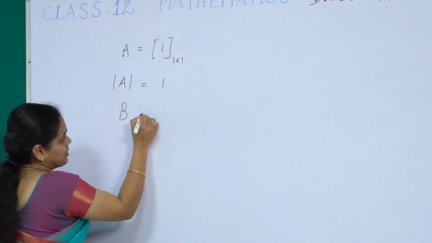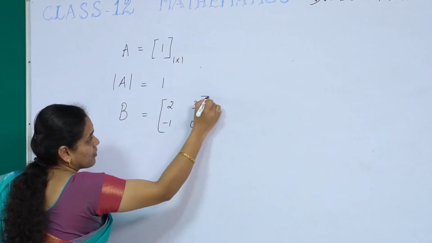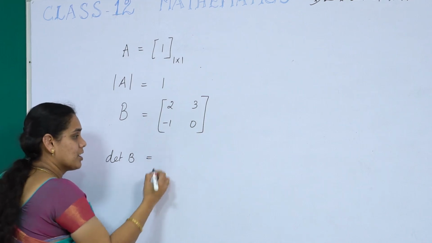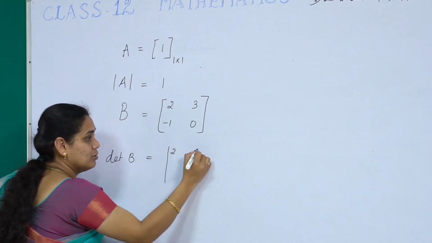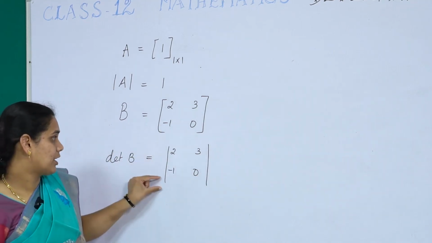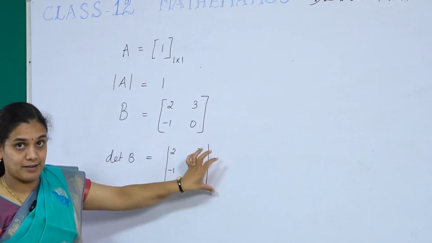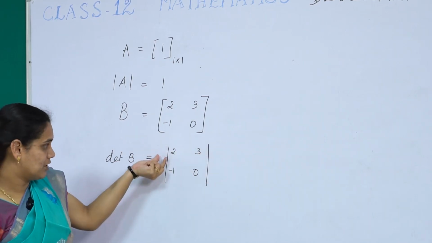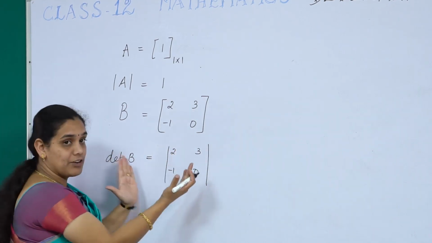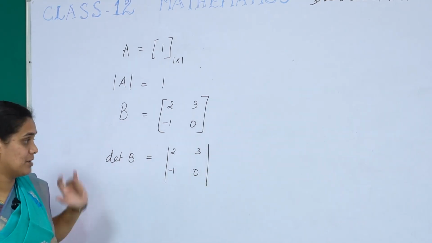Then let us take another matrix, a 2 by 2 matrix B: 2, 3, minus 1, 0. How do we find the determinant of B? We denote it as 2, 3, minus 1, 0. You have to look carefully. Here we used a closed bracket, but for the determinant we use only the bar symbol. It's not a bracket, it's just 2 parallel lines. So we can remember it as a bar. We should use this whenever we are finding the determinant value.